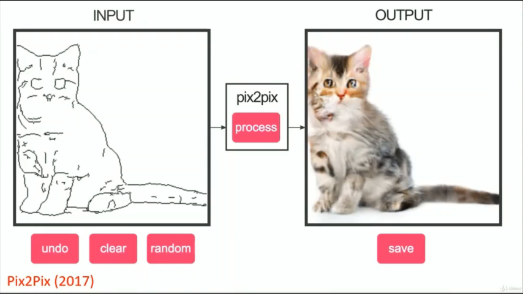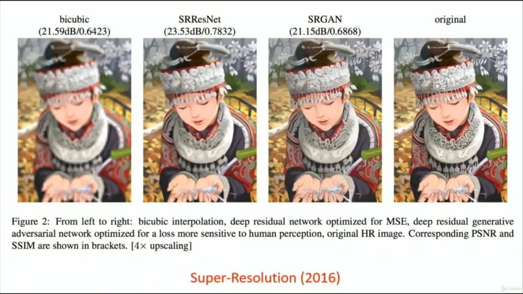Another topic is called pixel-to-pixel. This involves drawing a sketch and then transforming the sketch to a real image. A very famous topic is called image super resolution. This involves enhancing the quality of the image. We give the network a low resolution image as input, as you can see here. This is the low resolution image. And then we teach it how to reconstruct this image back to its high resolution counterpart. This is the original image, and this is what the network generated.